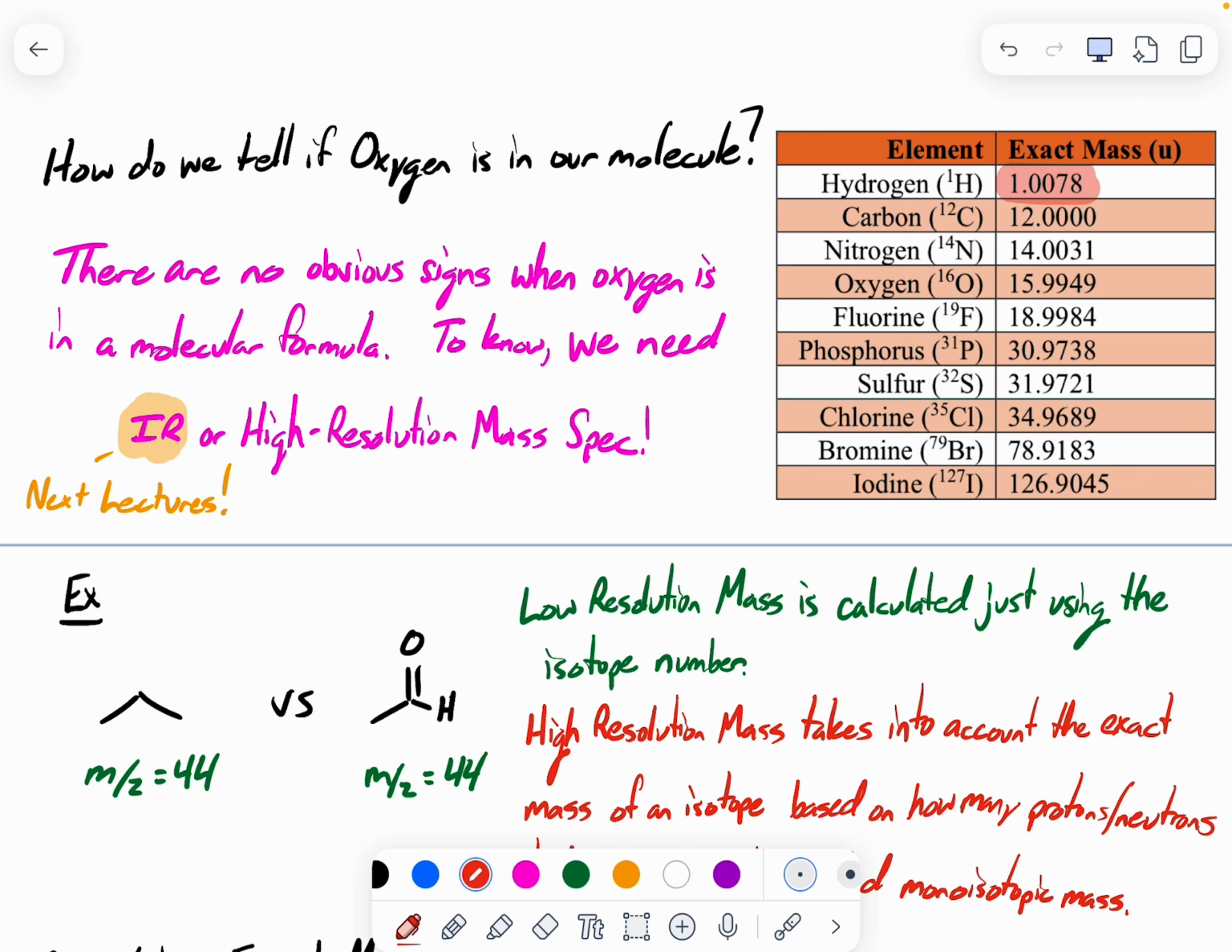All right, so just to remind you of everything, odd masses are nitrogen. Looking for halogens are that M+2 with those different ratios. Carbon and hydrogen are going to be present in everything, and then oxygen we use IR.